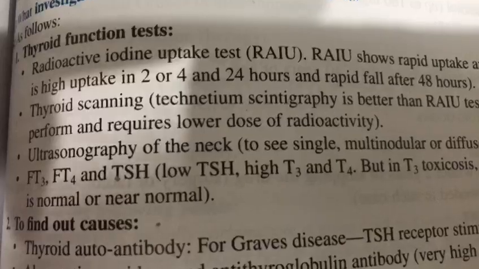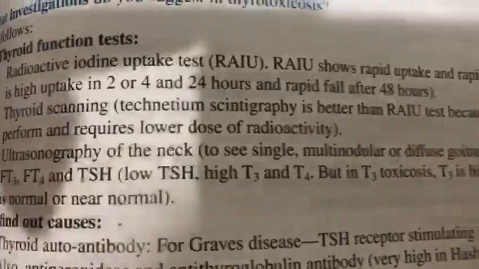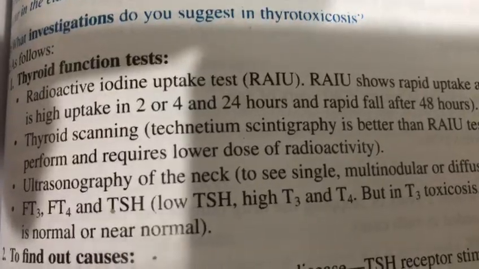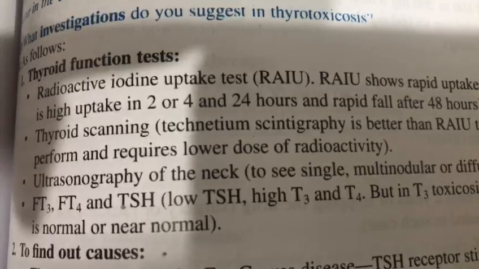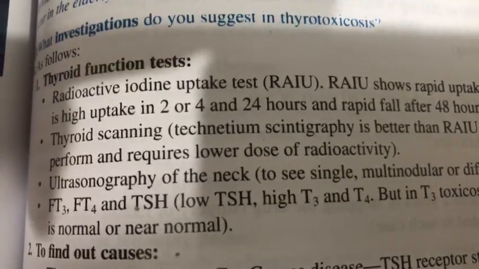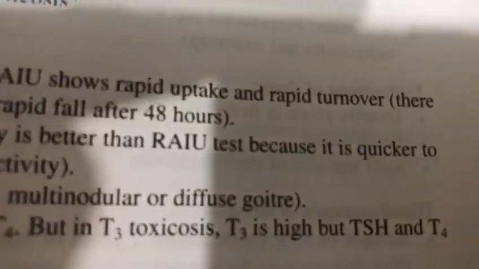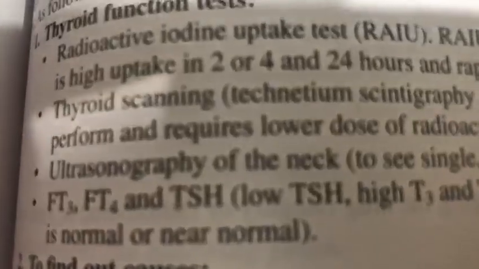Ultrasonography of the neck to see single and multinodular or diffuse goiter. The FT3, FT4 and TSH are very important for thyrotoxicosis, like low TSH and raised FT3 and FT4. While in T3 toxicosis, T3 is high, but TSH and T4 are normal or near normal.